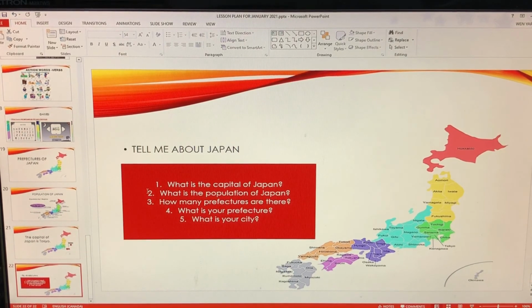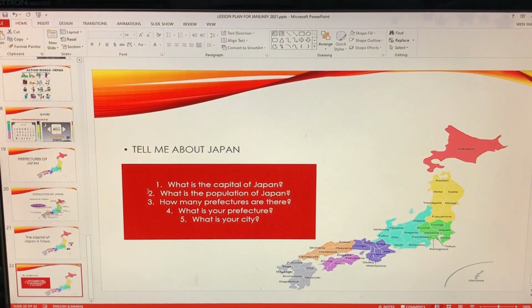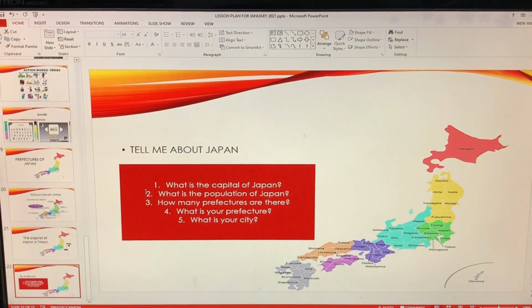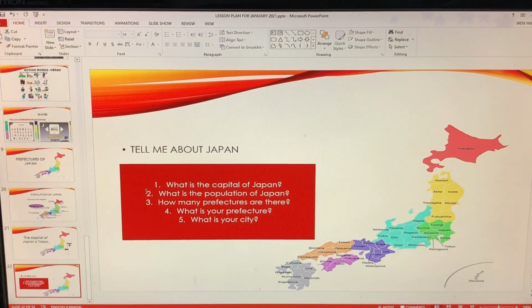There are 47. Say it. Prefectures. Excellent. 4. What is your prefecture? They should answer it like this. It's Hyogo. I live in Hyogo. 5. What is your city? They should say, it's Kobe. Excellent. You passed. And that's how I would teach this.